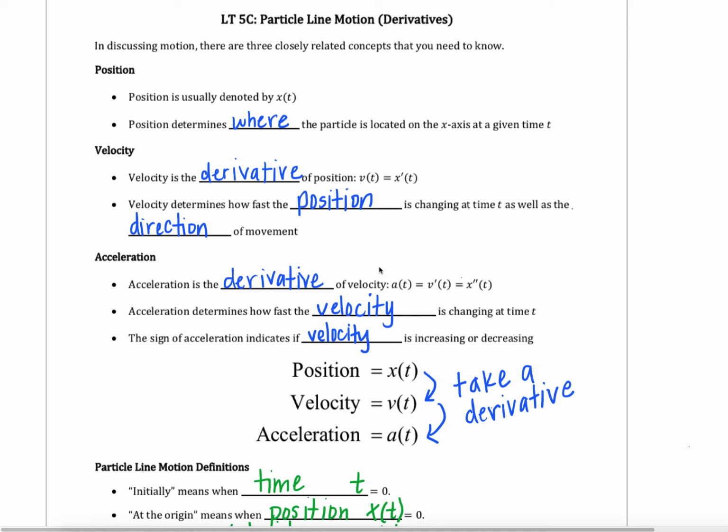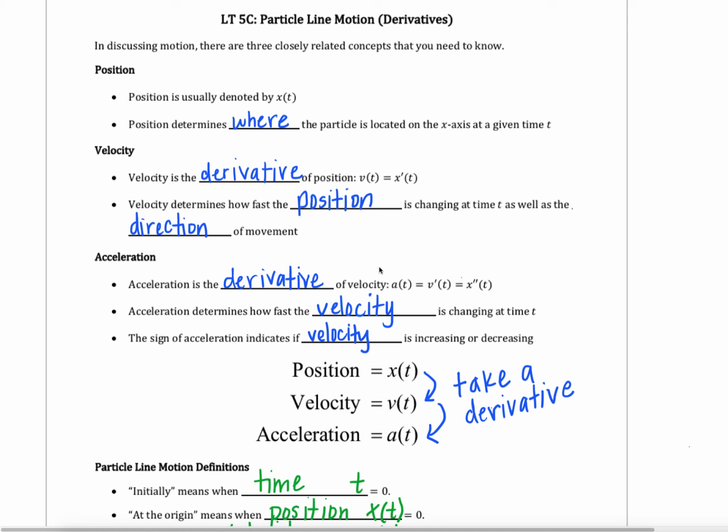In discussing motion, there are three closely related topics that we need to have down, so this video will talk about the definitions of a lot of the setups of things, as well as do a small example at the end. The first concept we have is position, which is usually denoted by x of t, and position determines where the particle is located on the x-axis at any given time t.